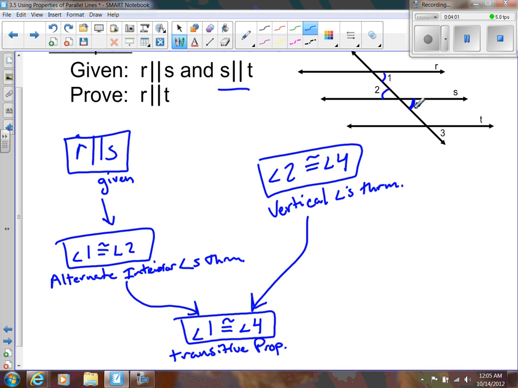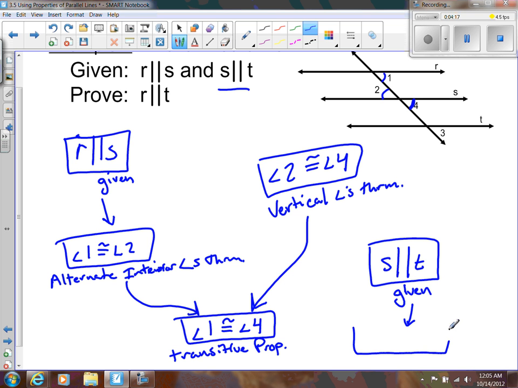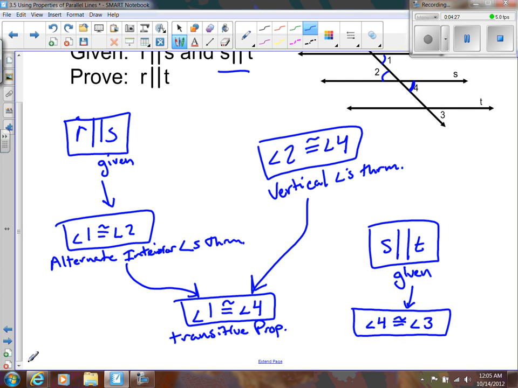I'm just going to double check if I use my second given. I'm just mentally thinking what I want to get out of it. I want to show that if S is parallel to T, that I can conclude that angle 4 is congruent to angle 3. And why is that? Why is angle 4 congruent to angle 3? What type of angles are 4 and 3? Corresponding.